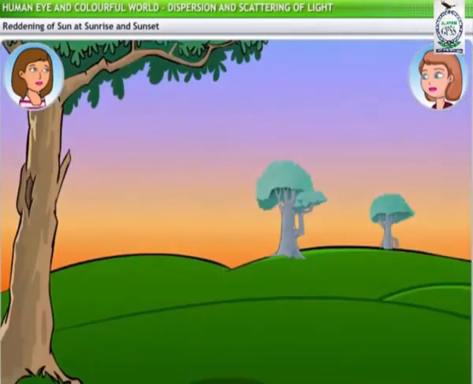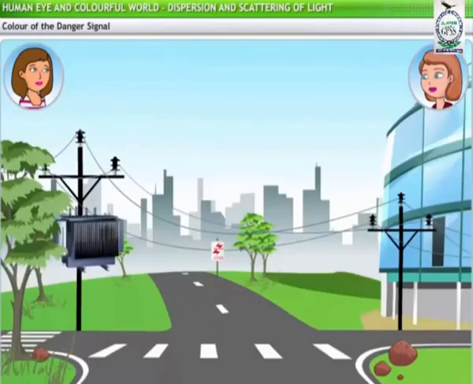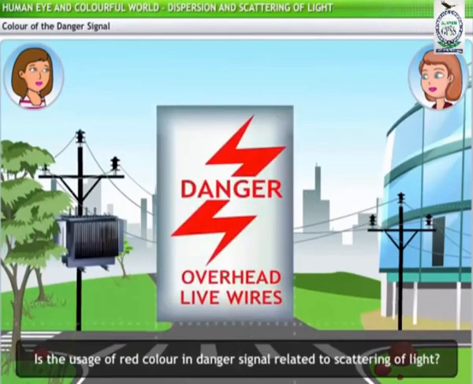This is because the short wavelength blues and greens get scattered. Only the longer wavelengths are left in the direct light beam, which is what reaches your eyes. Therefore, you see longer wavelengths and the sky appears red, pink, or orange. Can you recall any application which you can relate to the scattering of light? I think I've heard about the red color used in danger signals, but I don't know whether it relates to the scattering of light.